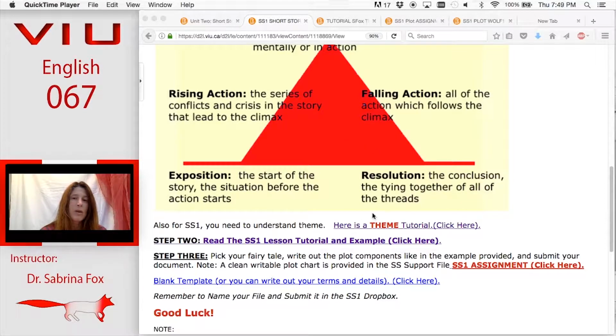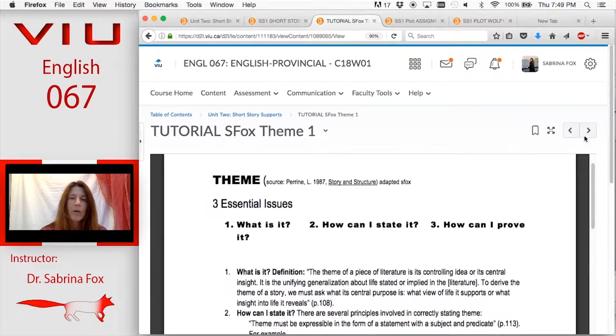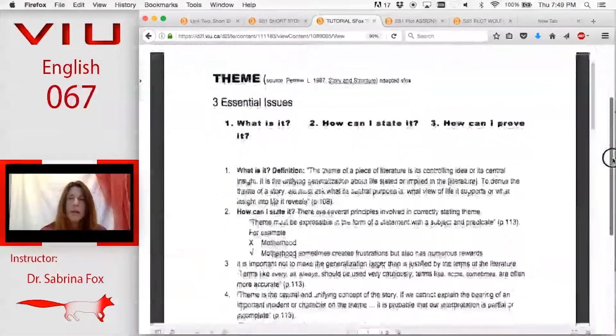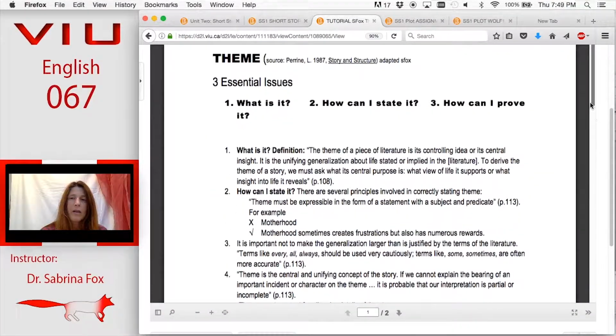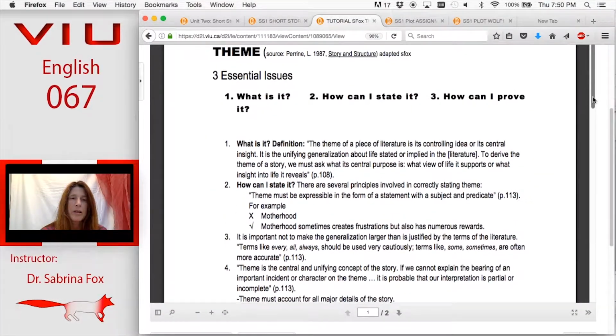So the next tutorial here is on theme. I'm not going to go over it in great detail with you. I'm just going to point out that it is there, and there is some information that you need to know. There are two different tutorials on theme, so there's a lot of information, and I'm going to say that theme is the most important concept. It is. Everything in the story, everything in the literature is united around themes or messages.